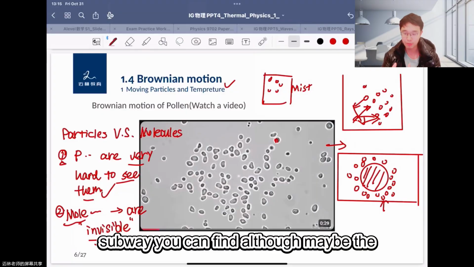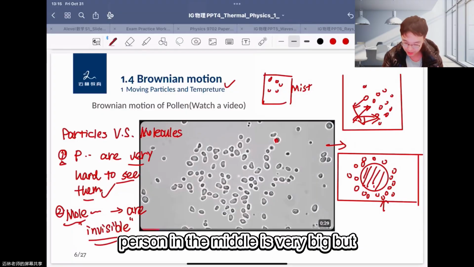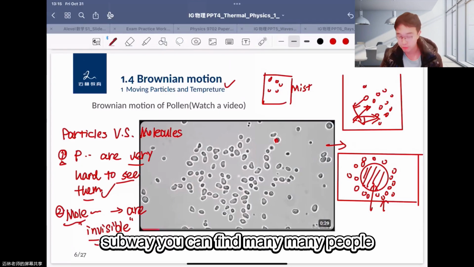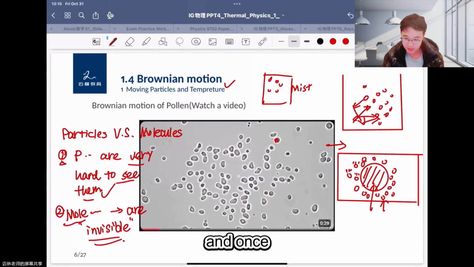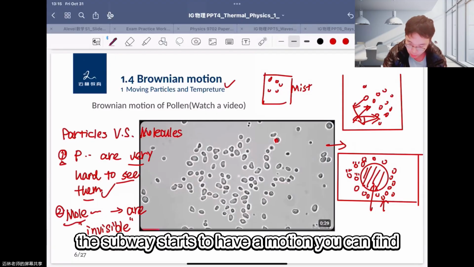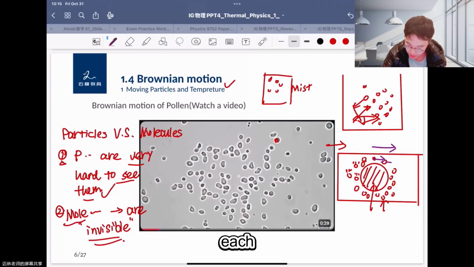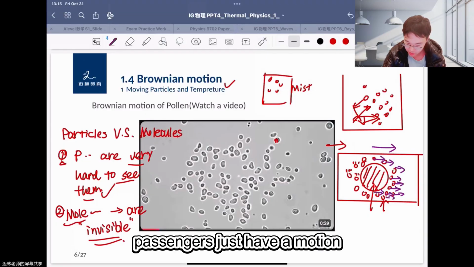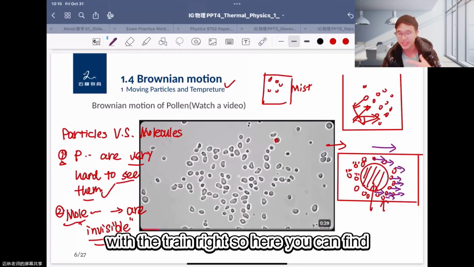If you take the subway, you can find that although the person in the middle is very big, there is a crowd of people inside the subway. You can find many people standing here. And once the subway starts to move, you can find that each molecule, or each passenger, moves with the train, right?